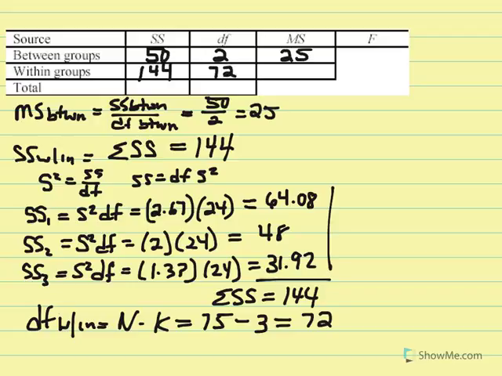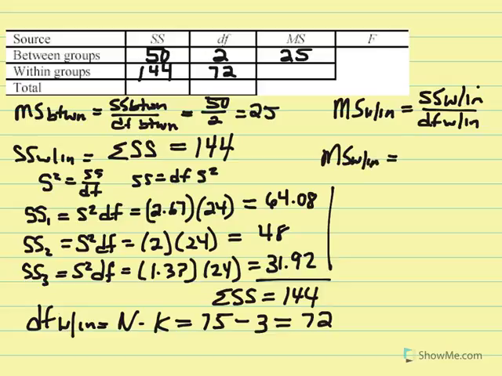Now we can calculate our mean squares for within, MS within. Again, it's equal to SS within over the corresponding degrees of freedom within. We just calculated those values, and that's equal to 144 over 72. So in our calculators, enter 144, divide that by 72, and we get MS for within equal to 2.